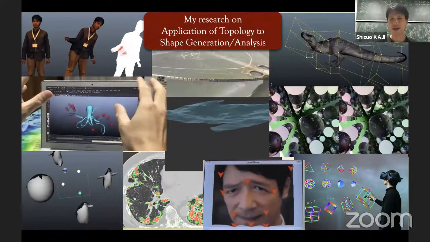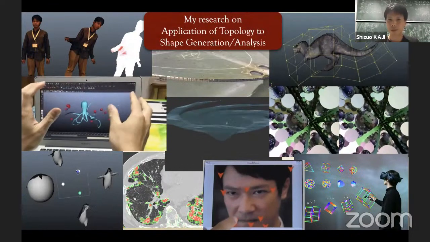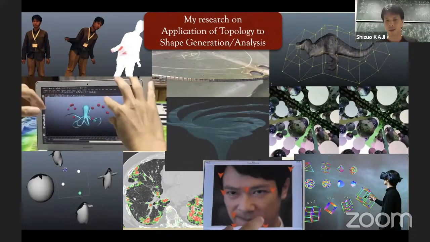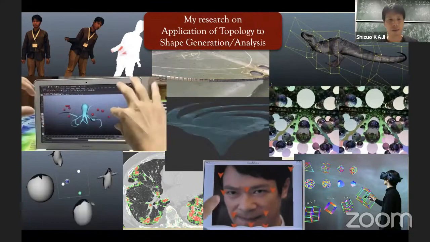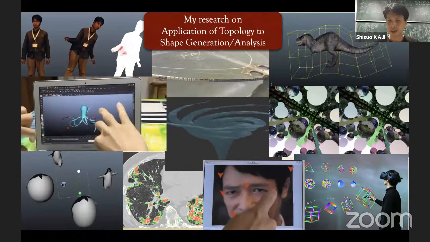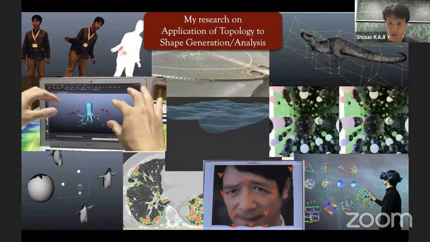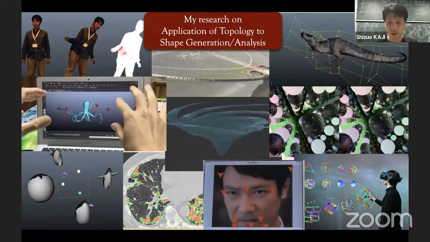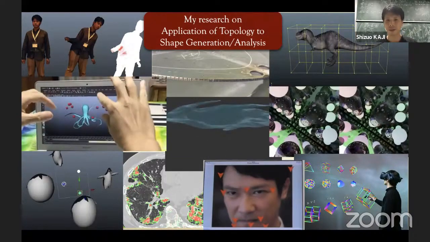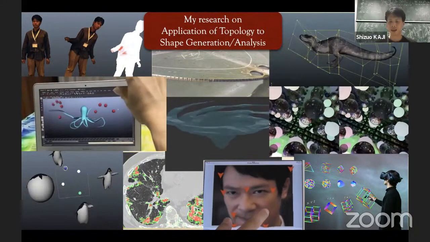For example, these things look very different from pure mathematics, but actually, for example, this octopus on the left, to move this octopus, I use the Hodge theory on simplicial cohomology. So it's very mathematical. It's interesting as theory as well.